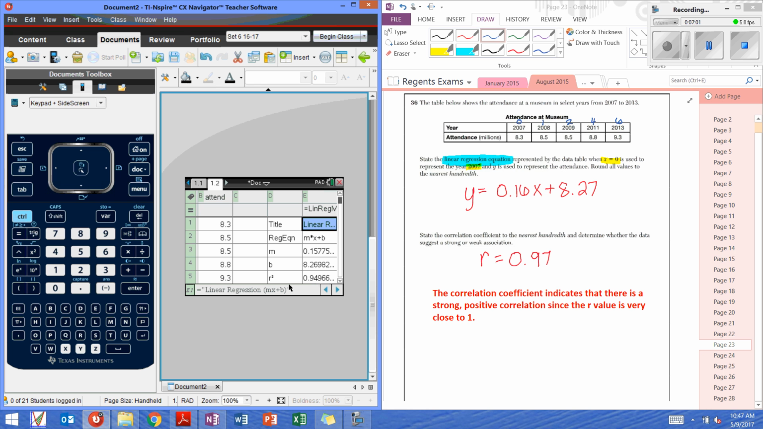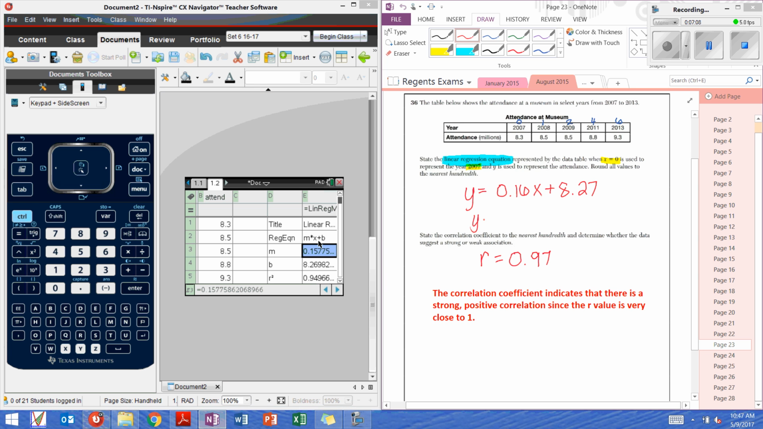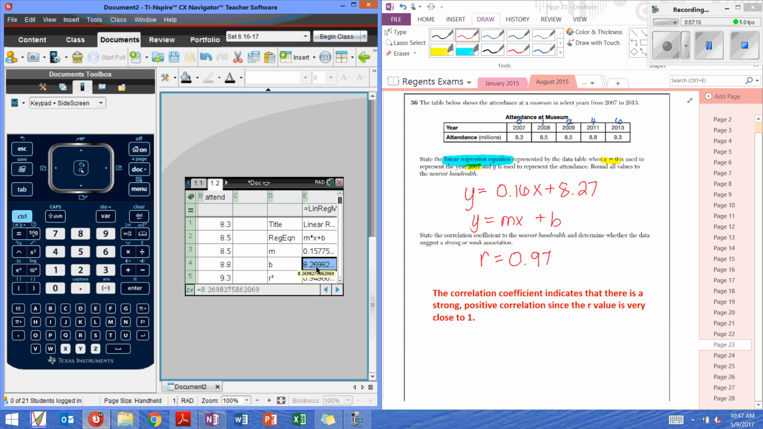And what we're going to do is round all of our values to the nearest hundredth. So that's my m, so y equals mx plus b is the format that I used. You might even want to write that down to help guide you. And just make sure that you are rounding to the nearest hundredth. Keep scrolling down. Our correlation coefficient is r, and we needed to also round this to the nearest hundredth. And then it says determine whether the data is a strong or weak association. In this case, because r is very close to 1, it is a strong association.